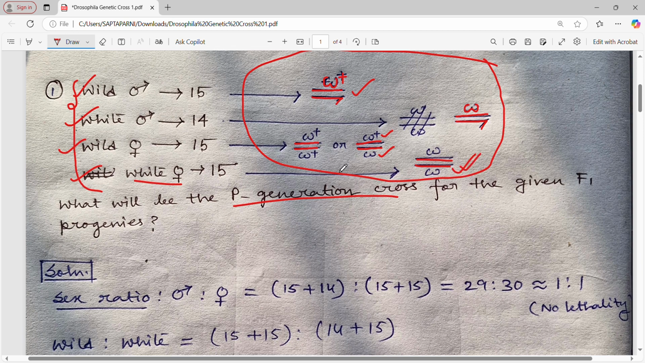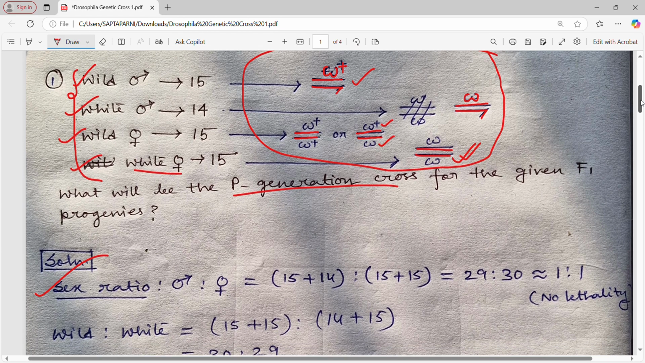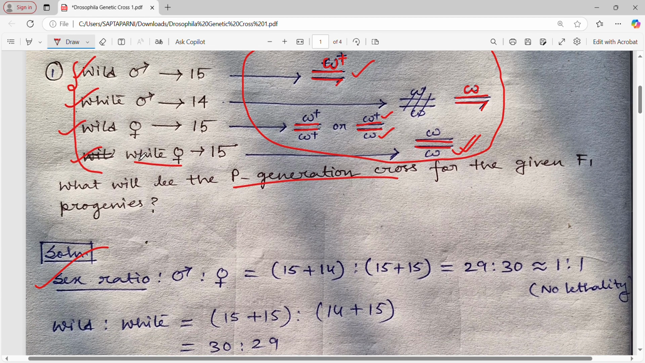Now from this, first of all, looking at this, you have to derive the genotype of these individuals. After that, you have to count their sex ratio. See here, the sex ratio will be male is to female equal to, how many males are there? 15 plus 14, and how many females are there? 15 plus 15. So 29 is to 30, that is 1 is to 1.